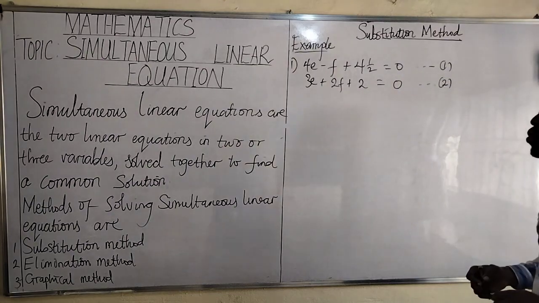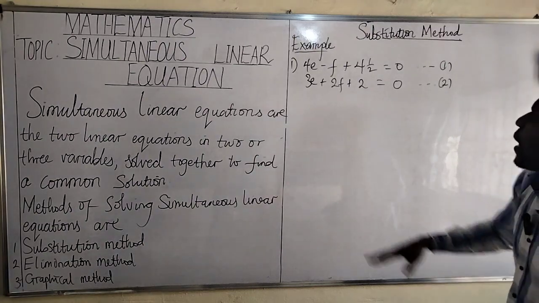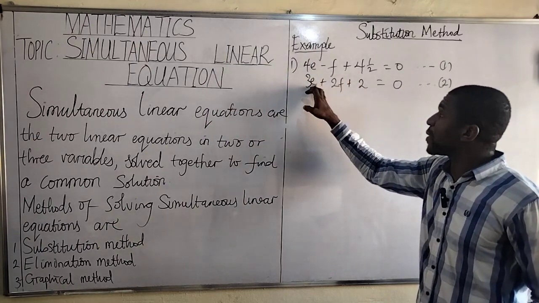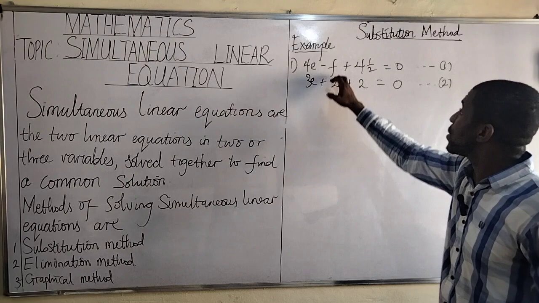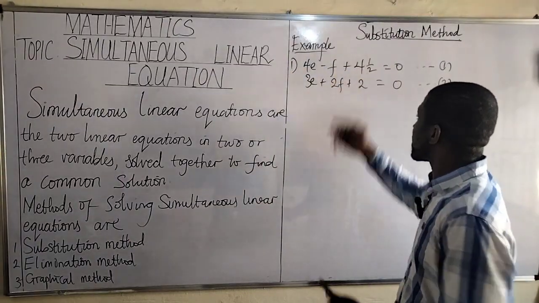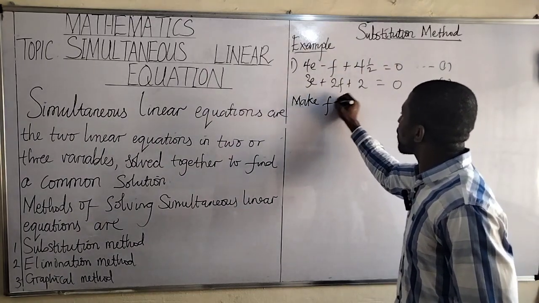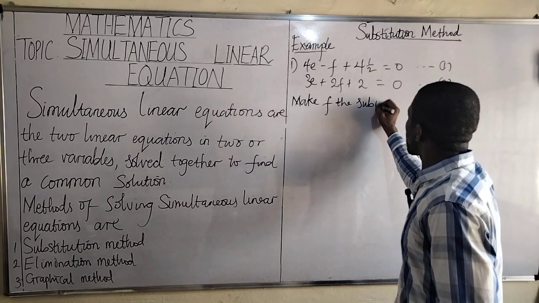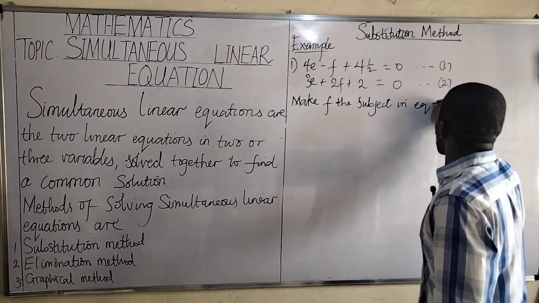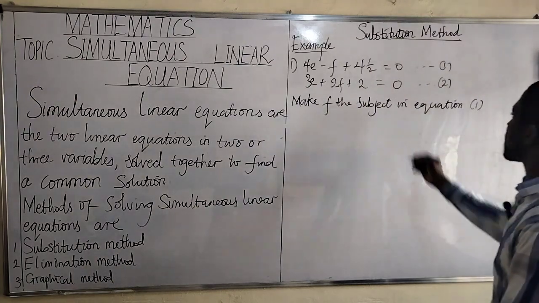Now to solve this, you look out for the variable that has a coefficient of positive 1 or negative 1. The coefficient of e here is 4, in the second equation it is 3, and the coefficient of f is 2. The coefficient of f in equation 1 is negative 1. So we are going to make f the subject here. Make f the subject in equation 1.